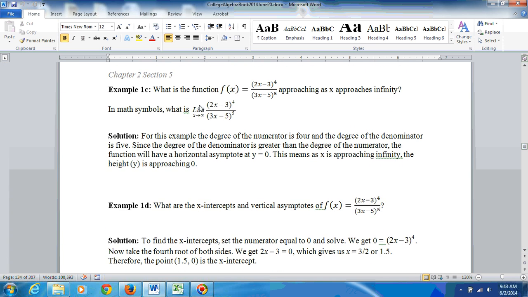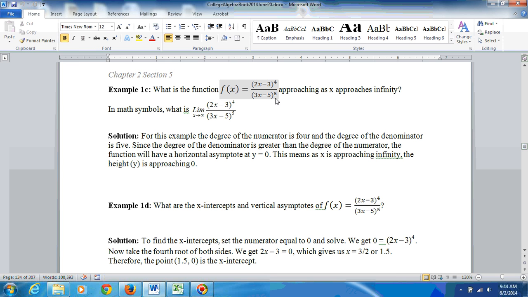This one, what is the function right here approaching as x approaches infinity? In other words, we're looking for, again, the horizontal asymptote on this problem. Another way of writing this with math symbols is, what is the limit as x approaches infinity for this function right here? Okay, same question.